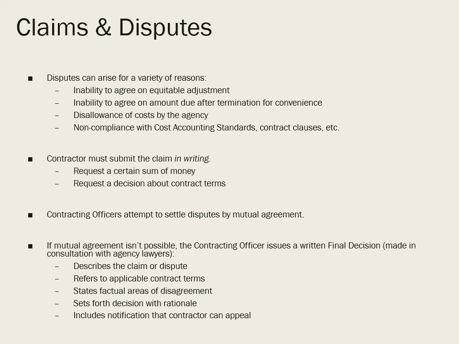So disputes can arise for a variety of reasons. It's possible that the contractor went above and beyond and expects an equitable adjustment to get paid more. It's possible the contractor charged the government for something and the agency says that's not an allowable cost. The contractor thinks it is an allowable cost, so there might be a dispute over payment.